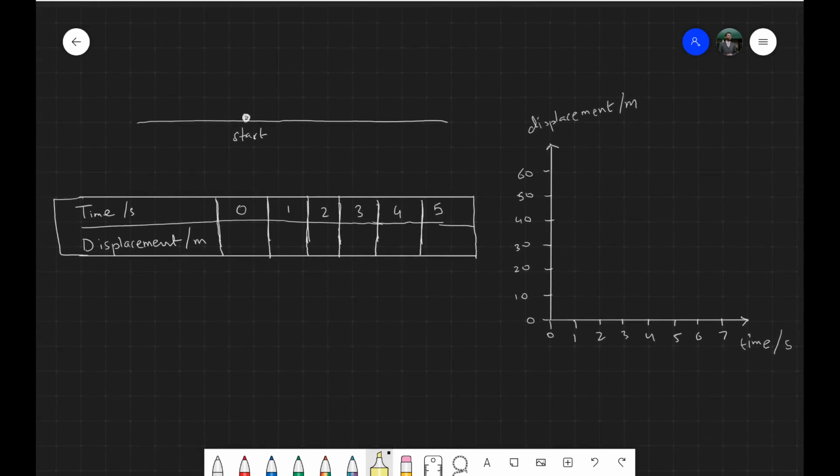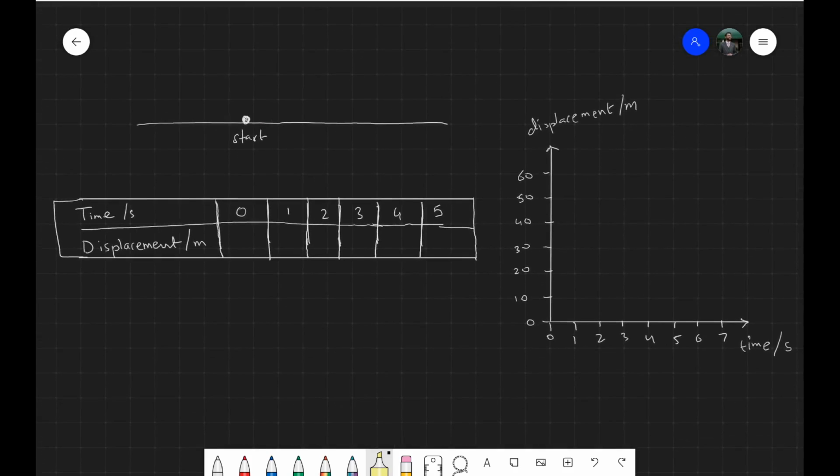Let's look at another graph. What if I give you a graph like this? What does this tell me? Well, this is telling me that the car starts 40 meters from the starting position and it's coming back to the starting position, but this time the situation is a little bit different. The graph is actually shallower in the beginning and much steeper towards the end.